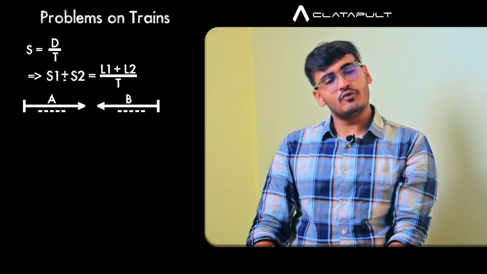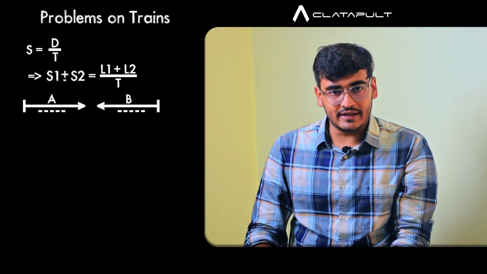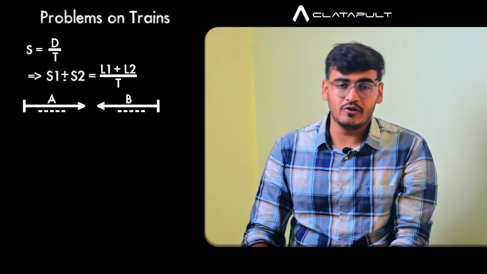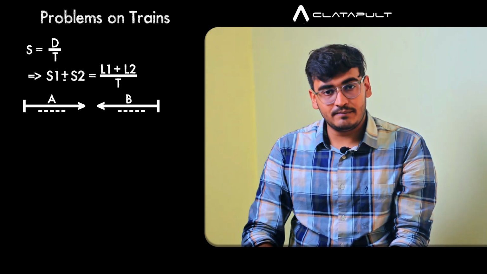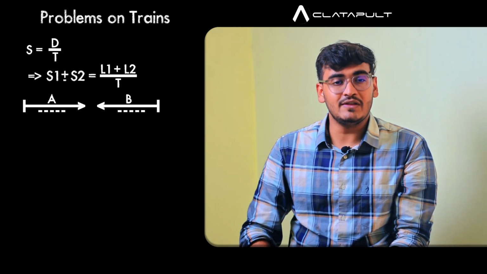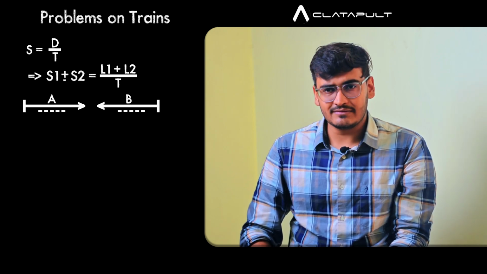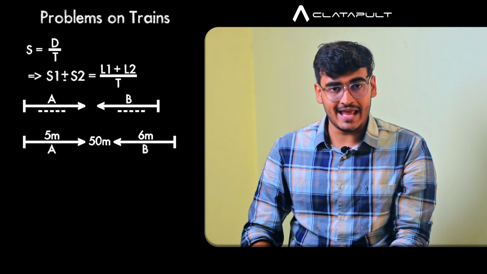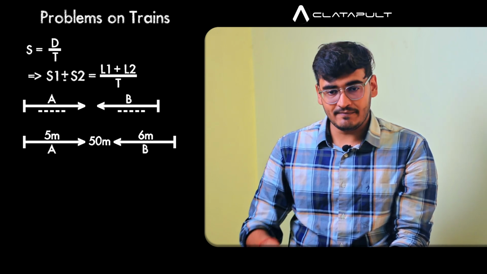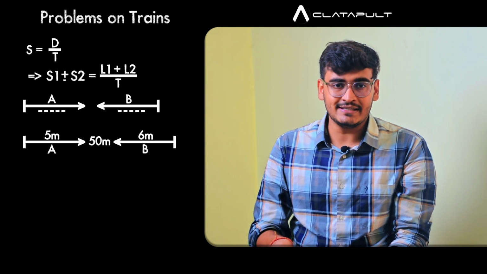Now let's take the fourth and the final situation in this chapter, which is if two trains are moving, one is train A and the other one is train B, one is moving from left to right and the next train B is moving from right to left. In this case, they are moving in the opposite directions, hence their speed will be added up. Now, let's assume that the length of train A is 5 meters and the length of train B is 6 meters. And there must be some distance between these two trains as well. Let's take it as 50 meters.